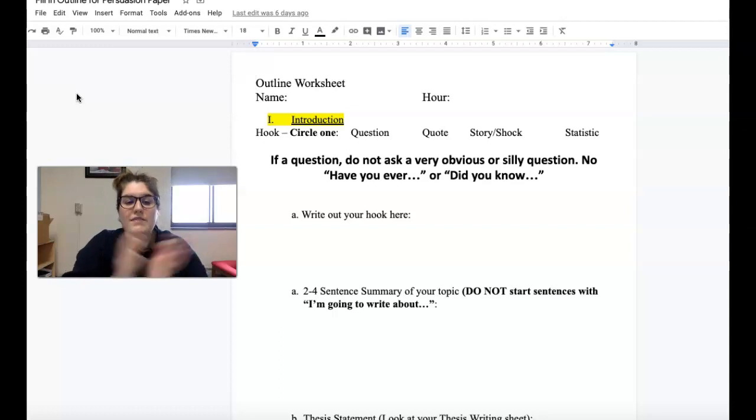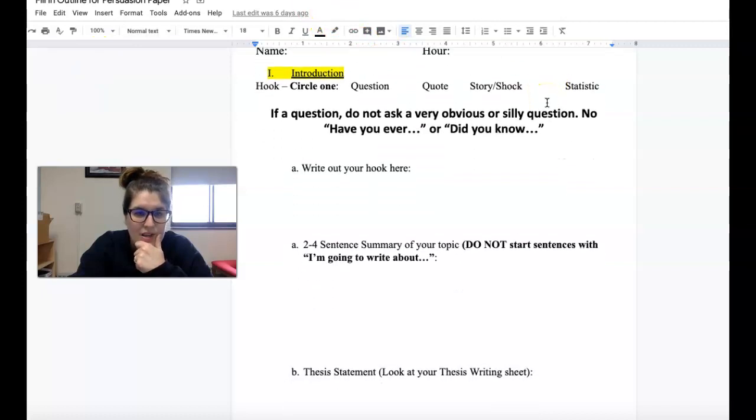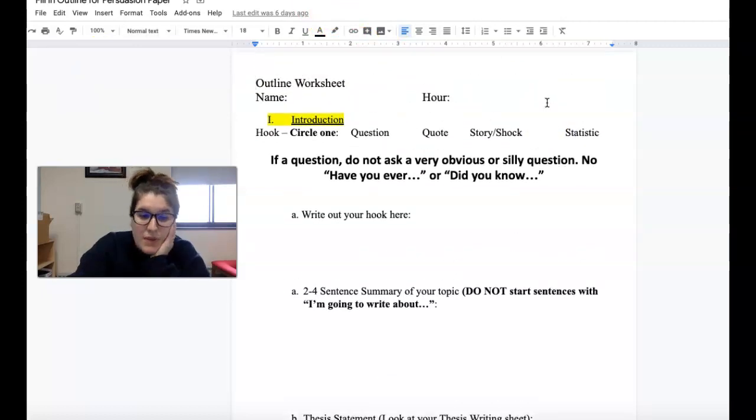So what I've done is I have attached this worksheet for you. And what it says is fill in outline for persuasion paper. So you're basically writing your paper. This is your rough draft. Anything you write on here is something that you will eventually type next weekish. So I'm going to walk through this really fast and try to help you understand exactly what you should be doing.